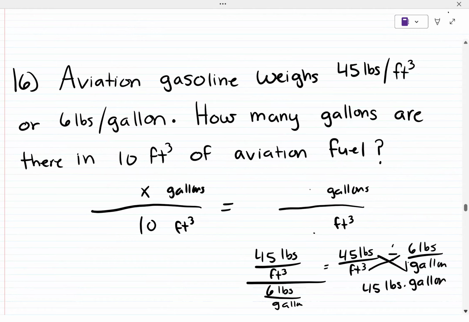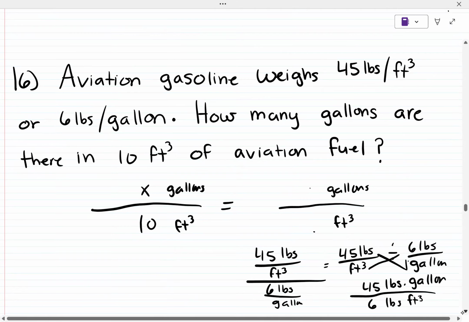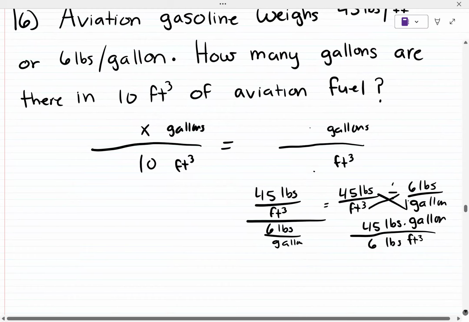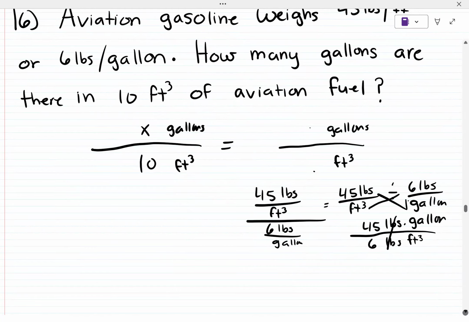And then over here, this is going to be 6 lbs per feet cubed. And so as you can see, the pounds disappear. You're left with 45 gallons over 6 feet cubed. So that's why you could put 45 gallons here and then 6 feet cubed here. Okay, so that comes out nicely.